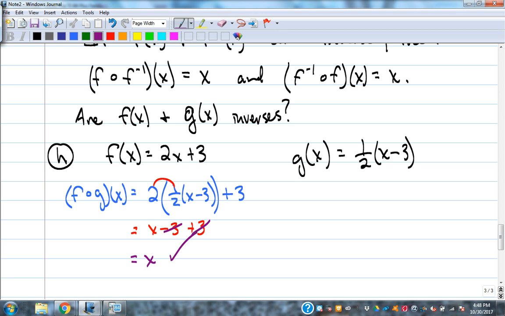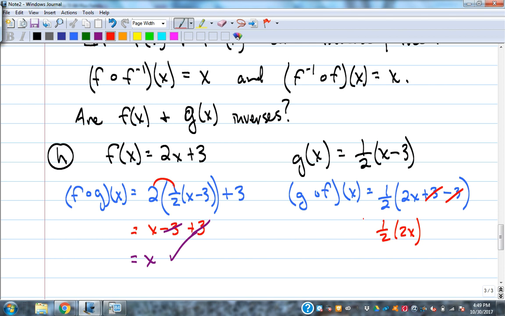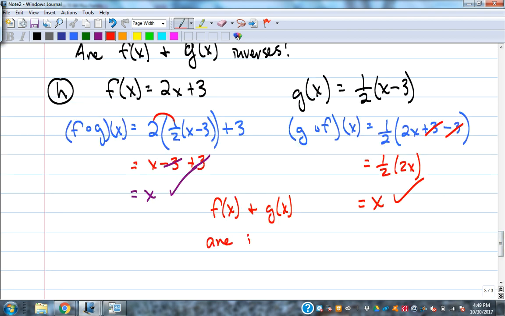That's one direction. If I go and do g composed with f of x, going the other direction, that's taking 1/2 (x minus 3) and replacing x with the 2x plus 3. Inside those parentheses, that cancels. So that's 1/2 times 2x, which is x. That's verification in the other direction. So f of x and g of x are inverses.